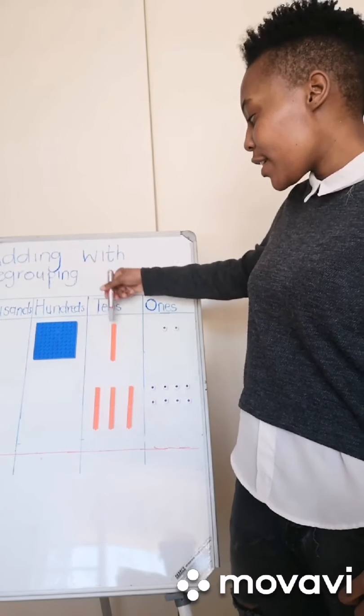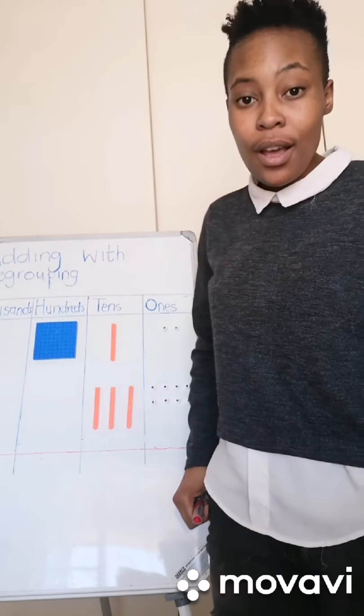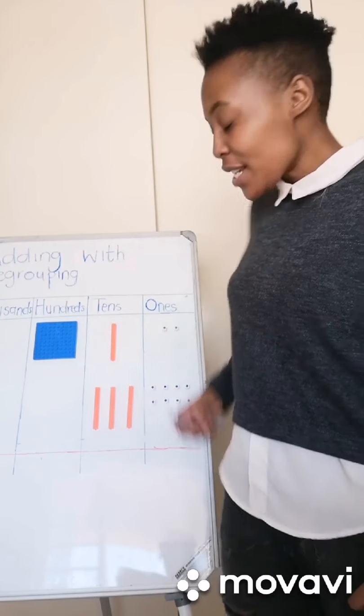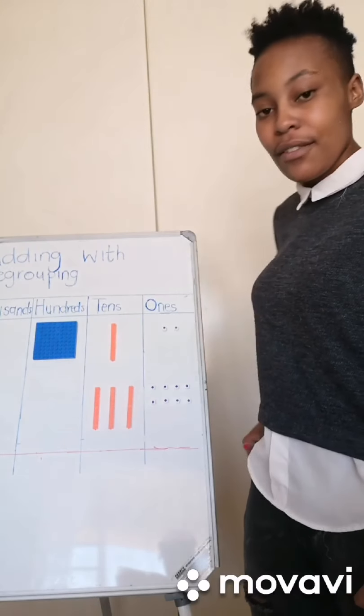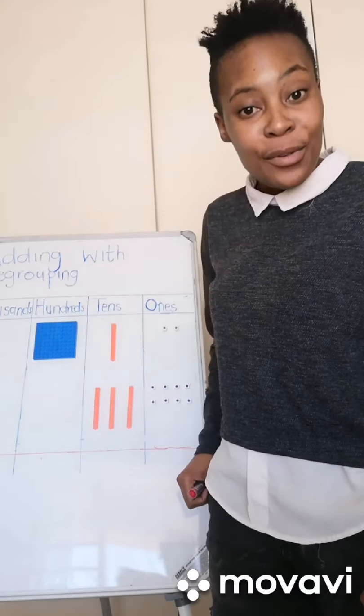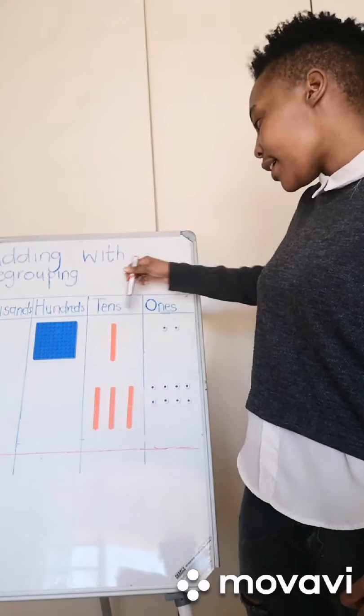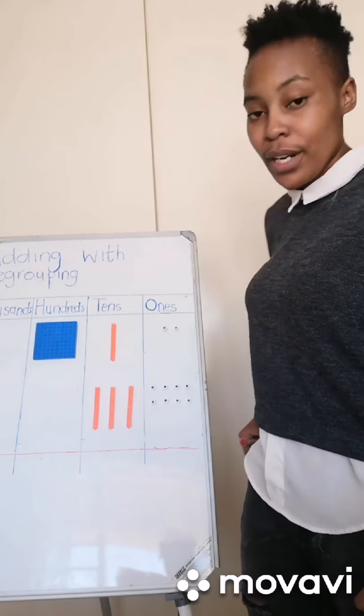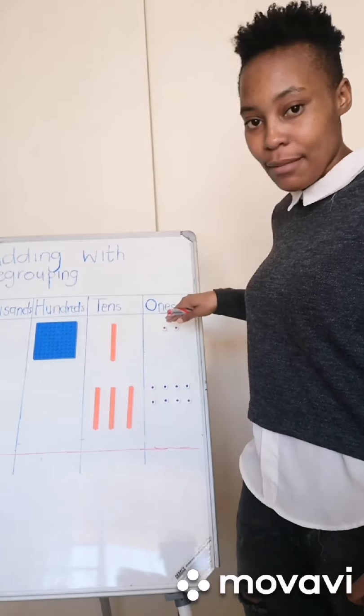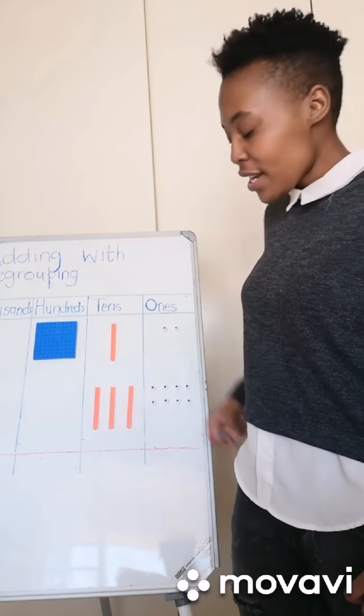So one blue block and one orange block equals 110. Two white blocks equals 2. 110 add 2, that's 112. So that's our first number, 112.